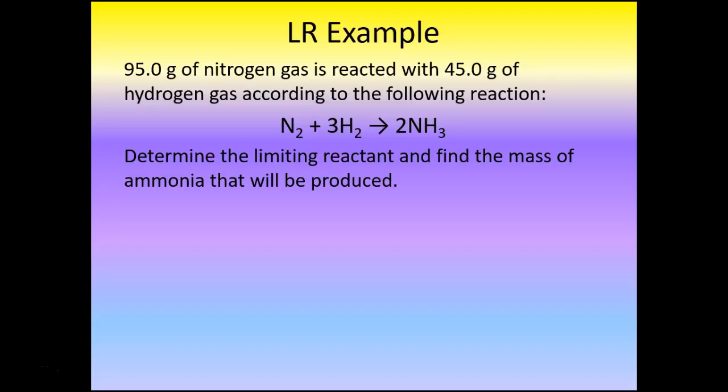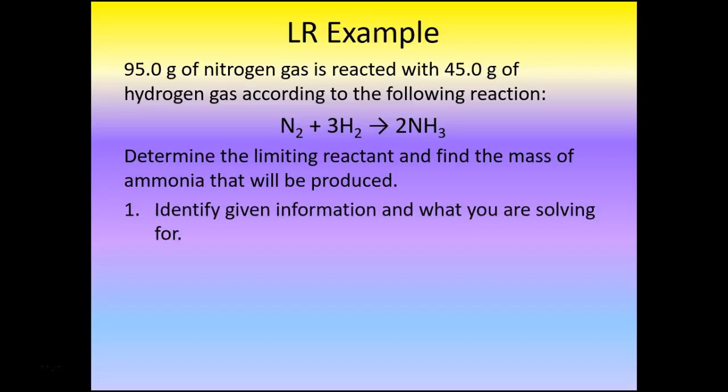So we're going to be doing two separate calculations. You're not adding up the nitrogen and the hydrogen, because we didn't do that with like our bread and cheese example. It's like I took the bread and figured out how many sandwiches. I took the cheese and figured out how many sandwiches. So that's what I'm going to do with this. I'm going to take the 95 grams of nitrogen. How much ammonia could I produce with that? 45 grams of hydrogen. How much ammonia could I produce with that? And then I'm going to compare.